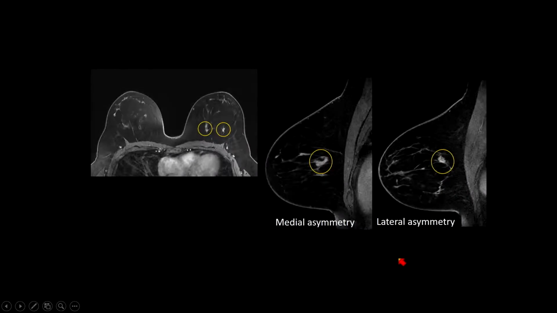So she underwent a problem-solving MRI. You can see she's got a correlate for both the medial asymmetry as well as the lateral asymmetry. The medial one was PASH, pseudoangiomatous stromal hyperplasia. The lateral one was apocrine metaplasia.